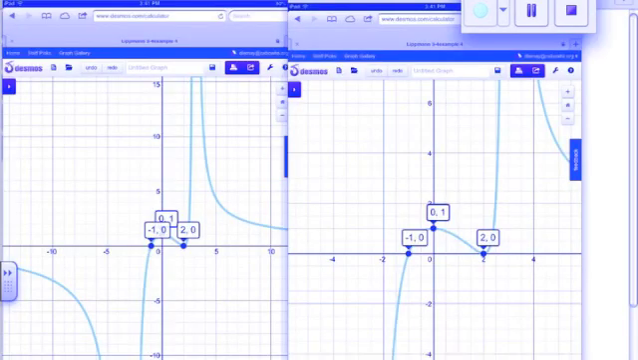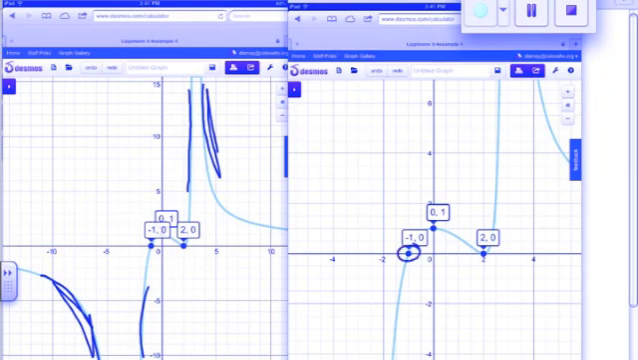I took two different screenshots of the same graph. What I wanted to see is that I'm getting this behavior going on here. It's going down. I'm getting that behavior at the other asymptotes. That's promising. I'm seeing my 0 at -1. I'm seeing my double 0 at 2, and I'm seeing the y-intercept at (0, 1). So I think that is the graph of that equation.